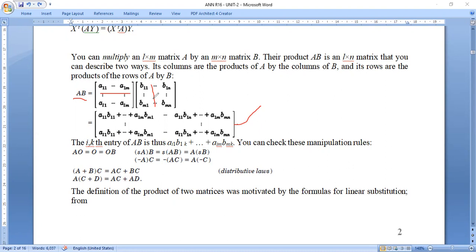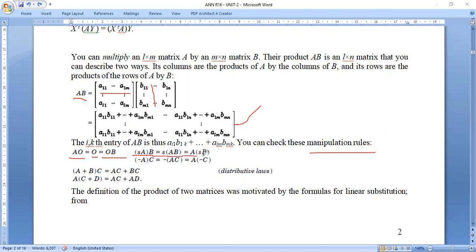With this, we have some more manipulation rules. What are those? Whenever a matrix is multiplied with a zero matrix, the result is zero. Zero with A is zero, zero with B is zero, isn't it? And after that, the scalar value S into A, into B, equals S of A into B, or A into S of B. So these three statements are the same.